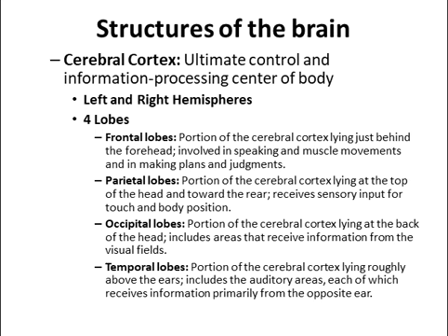We have 4 lobes. The frontal lobes, portions of the cerebral cortex lying just behind the forehead, involved in speaking and muscle movements and making plans and judgments. The parietal lobe, portion of the cerebral cortex lying at the top of the head and toward the rear, receives sensory input for touch and body position. The occipital lobes, portion of the cerebral cortex lying at the back of the head, includes areas that receive information from the visual fields. And temporal lobes, portion of the cerebral cortex lying roughly above the ears, including the auditory areas, each of which receives information primarily from the opposite ear.